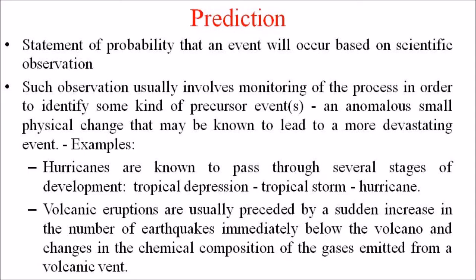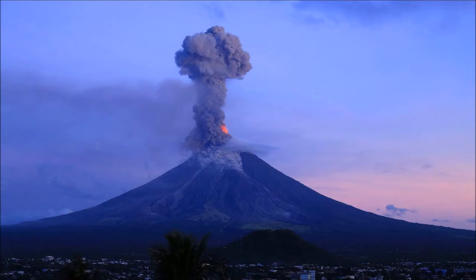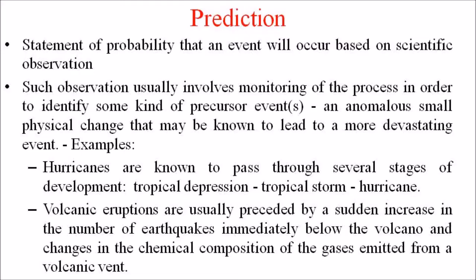And the second example is volcanic eruptions. The volcanic eruptions are usually preceded by a sudden increase in the number of earthquakes immediately below the volcano and change in the chemical composition of the gases emitted from the volcanic vent. If these factors are closely monitored, volcanic eruptions can often be predicted with reasonable accuracy.